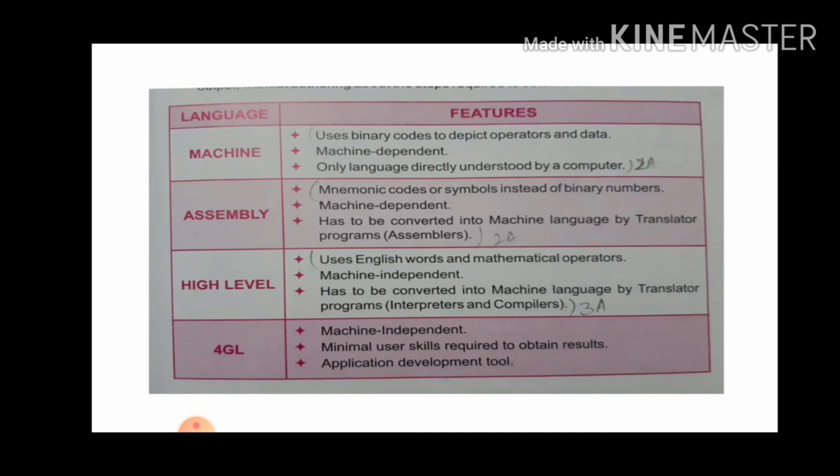Okay, so next, fourth generation language. It is machine independent, and minimal user skills are required to obtain results. It is an application development tool. So we know what an application is. It is an app. The apps we are using now are known as applications.